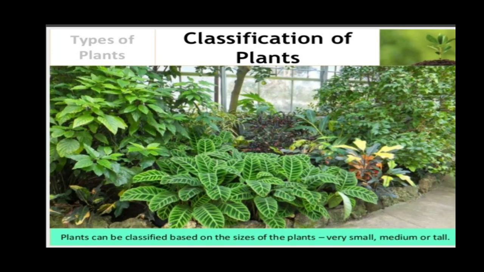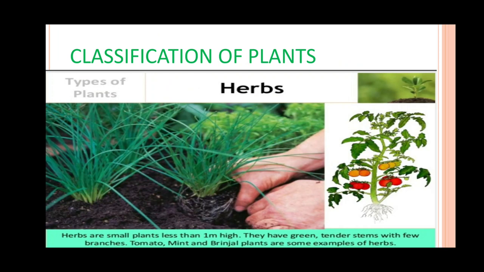Next is the classification of plants. So plants are classified firstly on the basis of their height, size or shape. Means either the plants are very small, or they are medium, or they are tall. So the first plant on the basis of the height is your herb. Herbs, as you know, are very small plants. Their height usually ranges from a few centimeters to 1 meter.